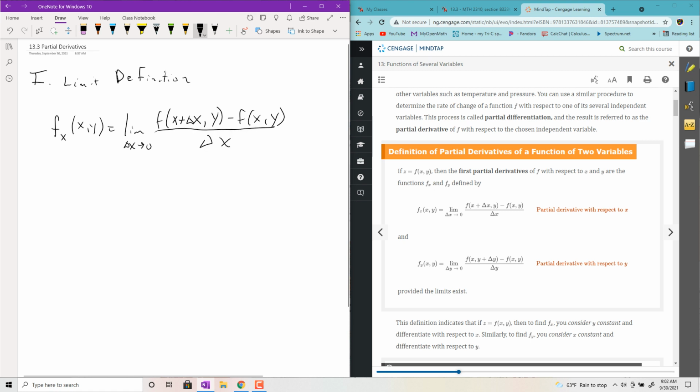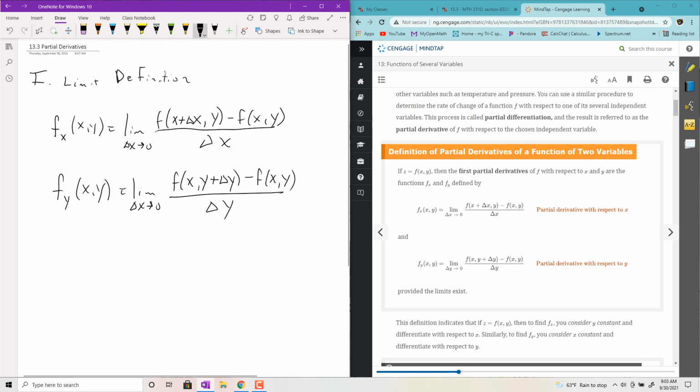The derivative in the direction of y, which we'll call the partial derivative of f with respect to y. In that case, the difference quotient will look like this. We nudge the y, or the change in y, and leave the x constant. And this thing will be our partial derivative, assuming it exists.